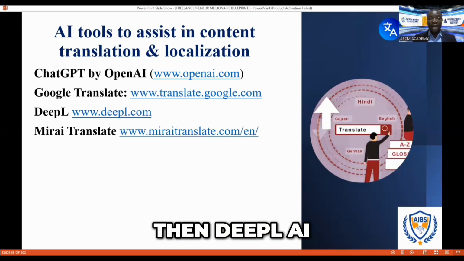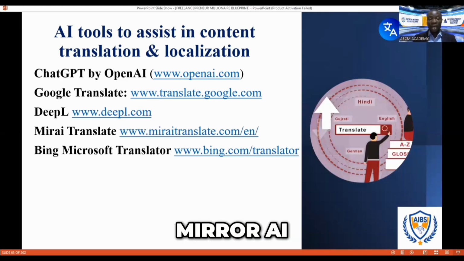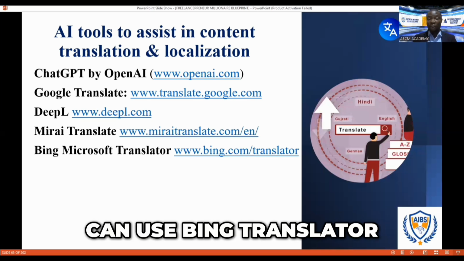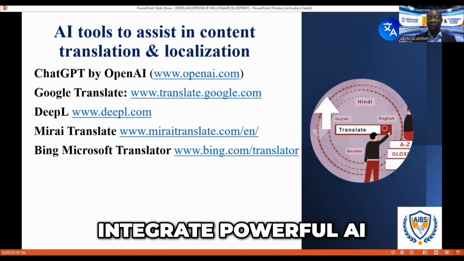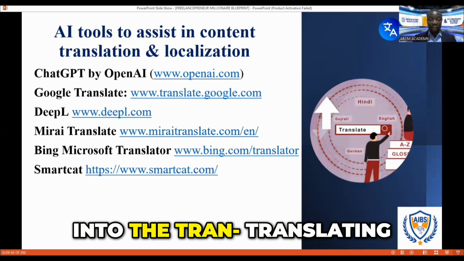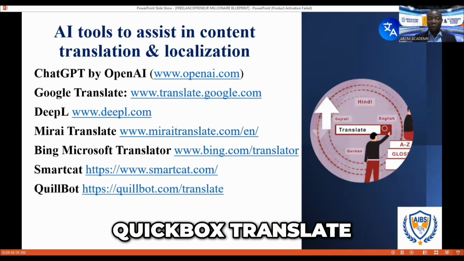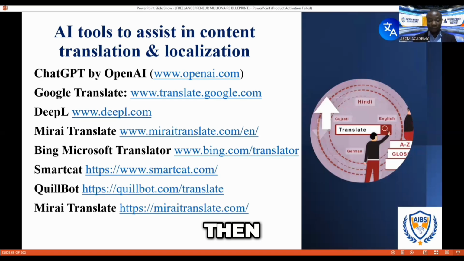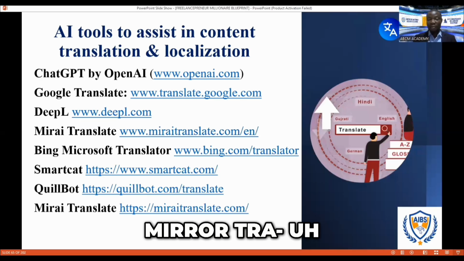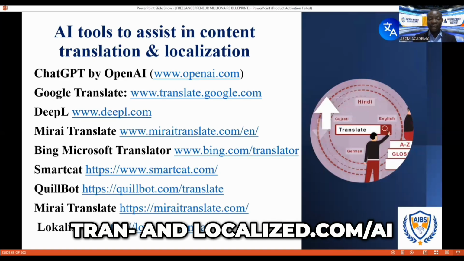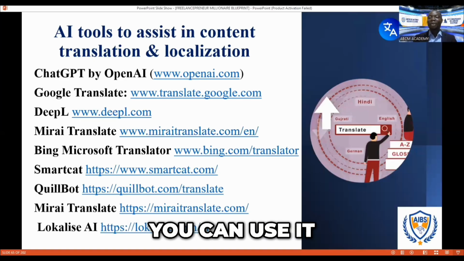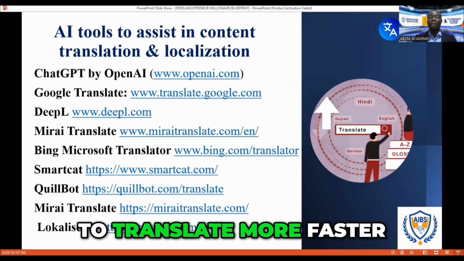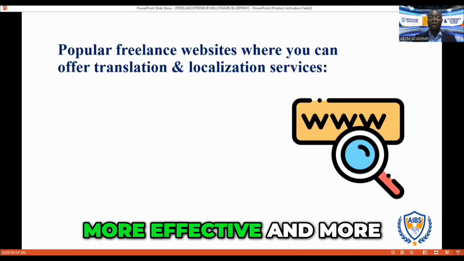Then DeepL AI, you can use Mira AI, you can use Bing Translator. Bing Translator has integrated powerful AI into the translating service. SmartCat, QuickBooks Translate, this is 100% AI. Then Mira Translate, this tool is well AI integrated, and localize.com/AI. With Localize, you can translate faster, easier, more effectively, and more accurately.